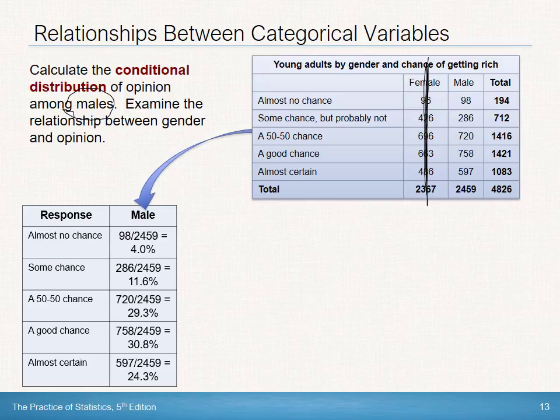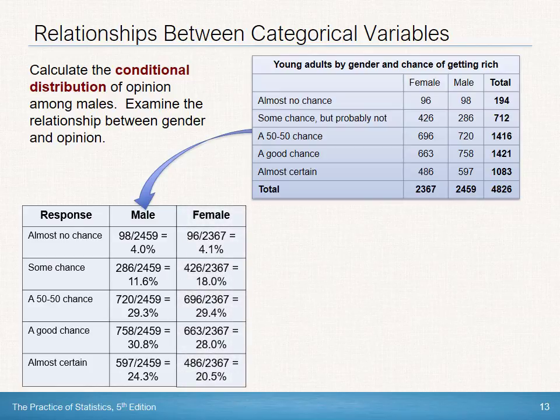So we're going to do exactly like we did for the marginal distribution, but instead of taking the marginal total divided by the table total, we're now going to take the total in each cell here of males and divide it by the total number of males, because that's all we care about. We don't care about the females, and our totals on the edges include the females. So as you can see in this table down here where the arrow went, 98 divided by our total, 286 divided by our total, and so on. That's going to give us the percentages of males who think they have each of those responses.